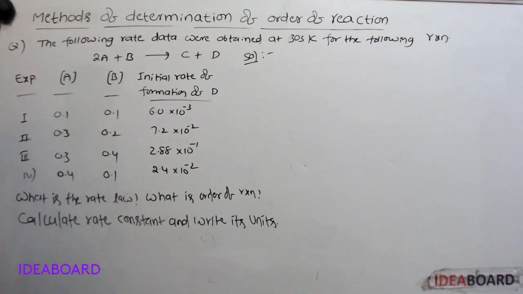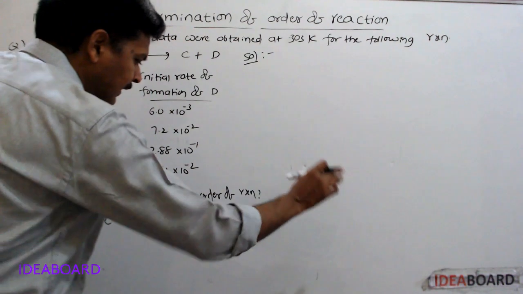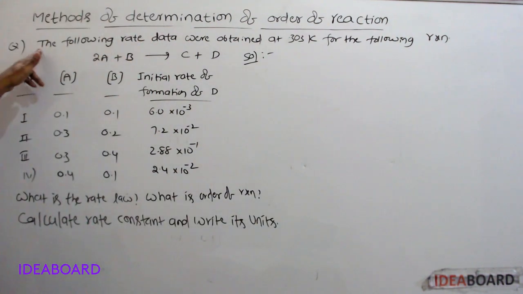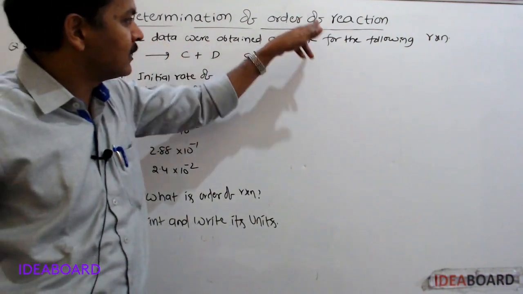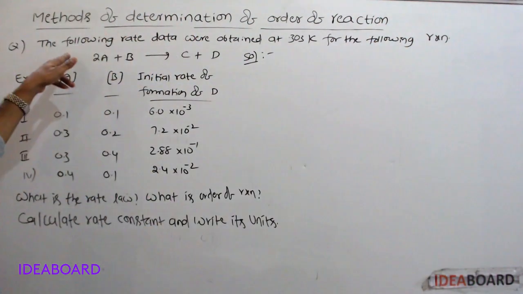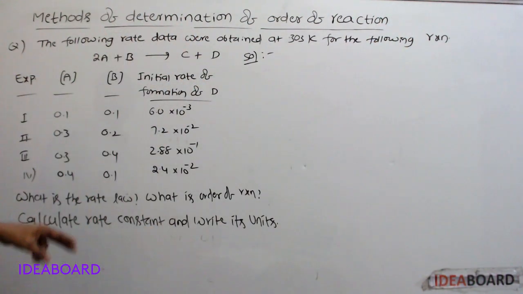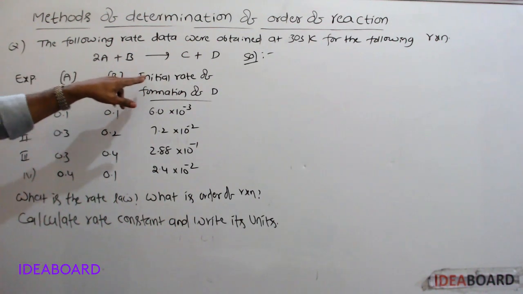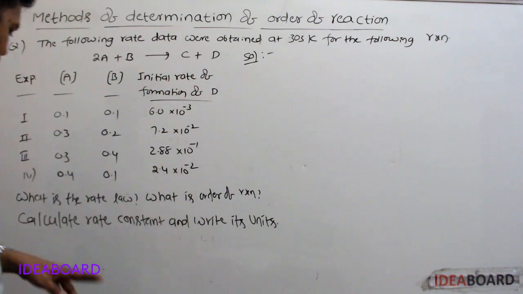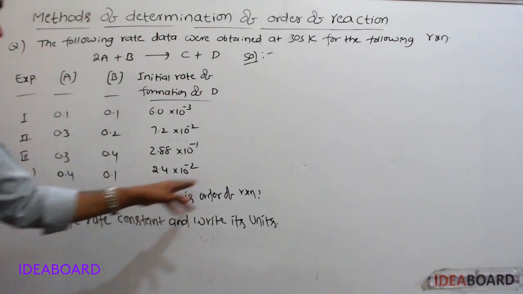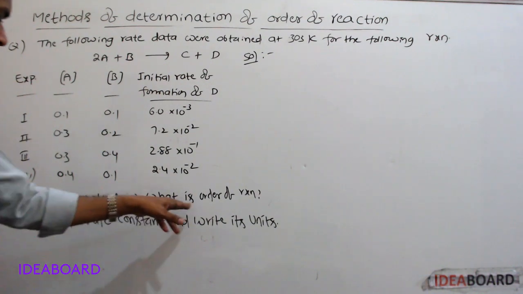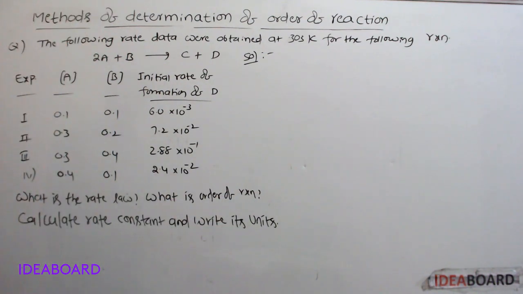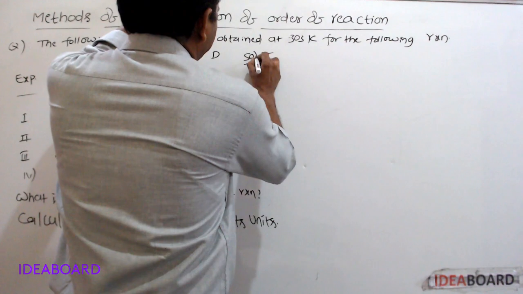What is the rate law? What is the order of reaction? Calculate rate constant and write its units. The following rate data were obtained at 303 kelvins for the following reaction. For this reaction, this data is given. 4 experiments are given. A concentration, B concentration, initial rate of formation of D are given. What is the rate law? What is the order of reaction? Calculate rate constant and write its units. See solution.